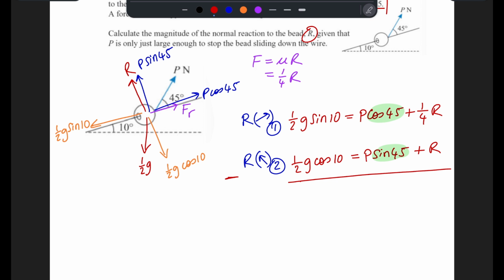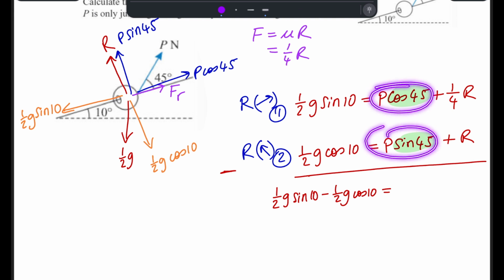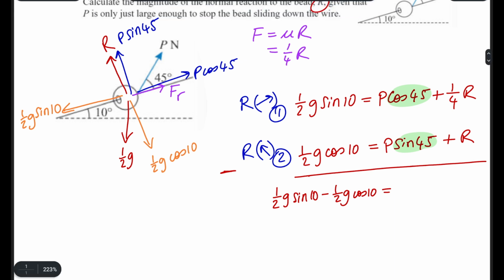Now I'm just going to write this out rather than put it in my calculator just now. So half g sine 10 take away half g cos 10 is equal to, now this is going to cancel out because cos 45 and sine 45 are equal, and then the coefficients are also equal, so that's just going to equal 0. And we are then going to get a quarter R take away 1 R, so it's negative 3/4 R. So let's put this in the calculator, see what we get.